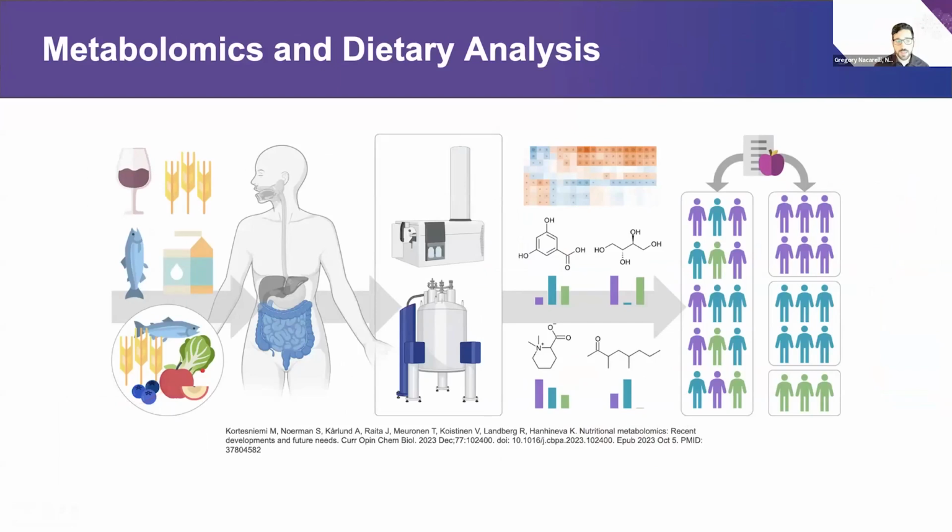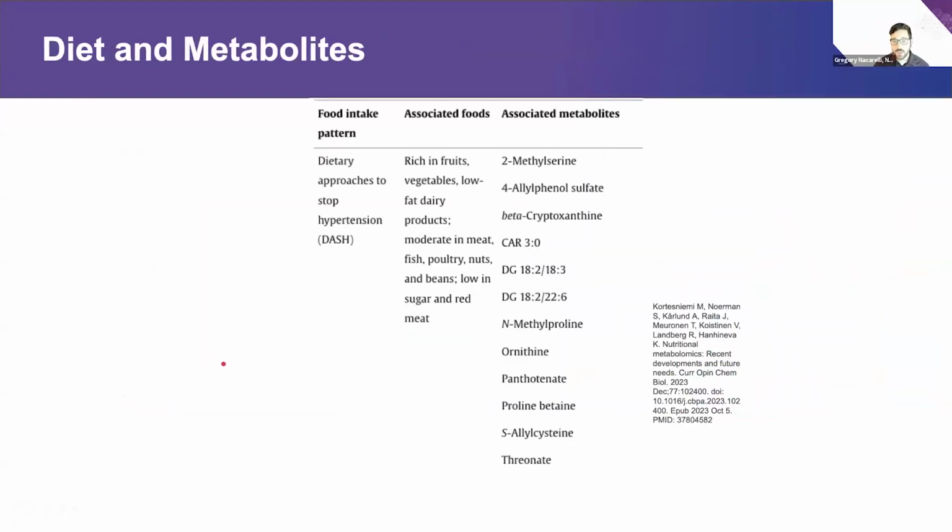So scientists have looked at different diets and foods, and then health and disease states, and what metabolites are associated with these. For example, we could look at the DASH diet, which is typically recommended for people with high blood pressure, rich in fruits and vegetables, moderate in meat and poultry. You could see different metabolite profiles, right? Some of these we could identify: ornithine is an amino acid, S-allyl cysteine. For people that have done supplements, you might recognize this one.